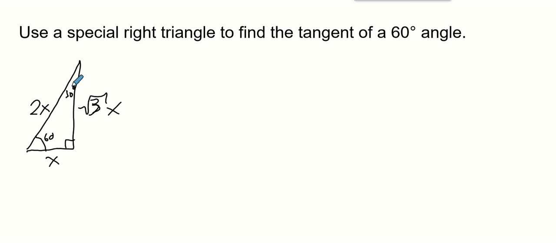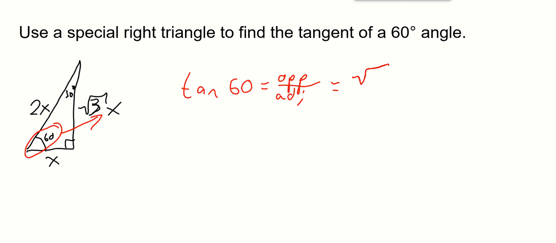So if I want to do the tangent of 60 degrees, I'd identify my angle here. So my tangent of 60, remember tangent is your opposite over adjacent. So as I look at my triangle, my opposite side, okay, is square root of 3x over my adjacent side, or next to, which is x. Remember, it's next to, that's not the hypotenuse. Okay, and 2x is the hypotenuse for that special right triangle.